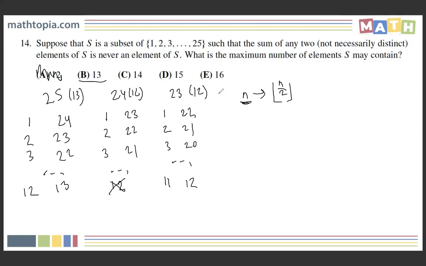Which basically means that the highest number is when 25 is in the set, which gives us the floor, the ceiling, my bad. No, it's the floor of n over 2 plus 1? No, okay, wait. Okay, it is actually the ceiling of n over 2, right? So it's the ceiling of n over 2, and if we apply that to 25, we get the ceiling of 25 over 2, which gives us 13.